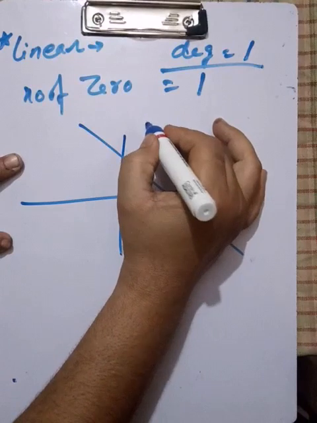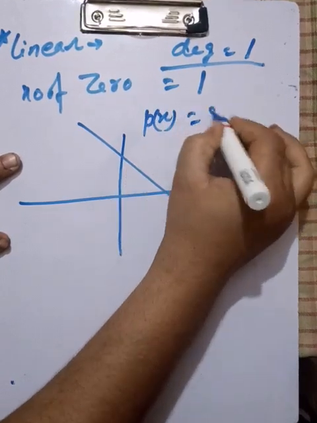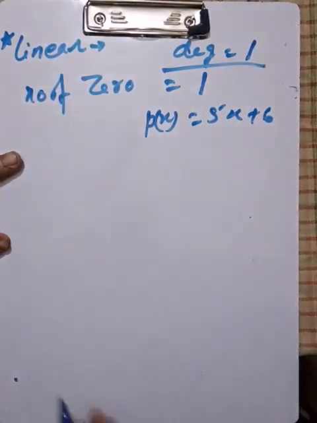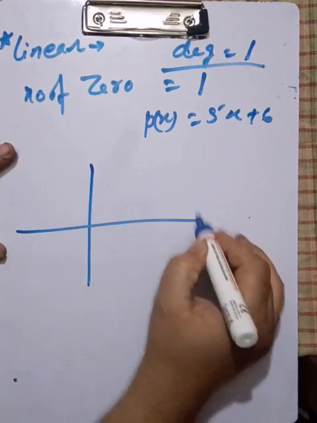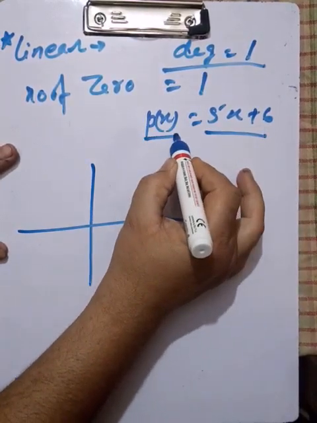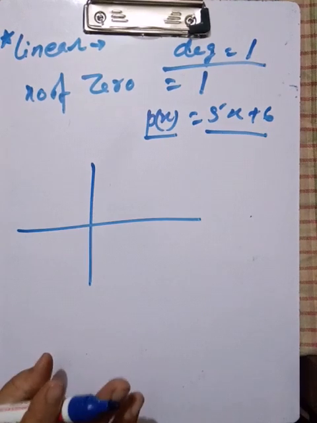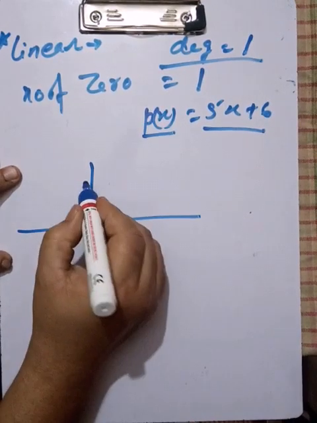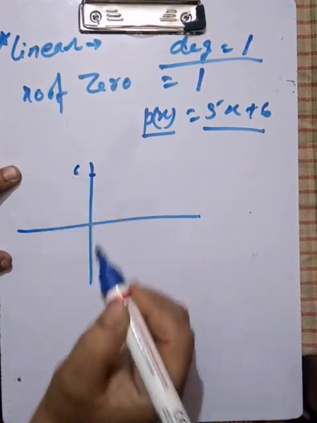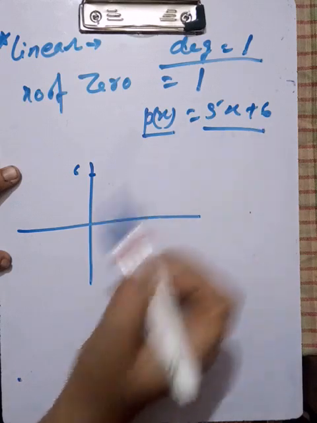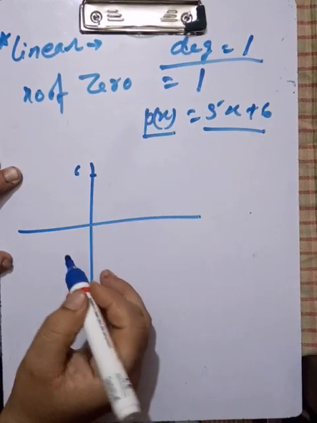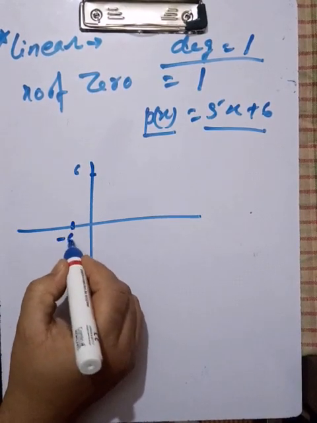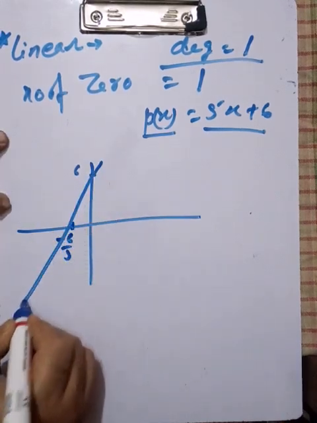Suppose you take a polynomial p(x) is equal to 5x plus 6. If you draw a graph for this polynomial taking p(x) as y, you will get a straight line. That straight line will cut the y-axis at 6, and for y equal to 0, x will be minus 6 by 5 here. So you will get a line like this.